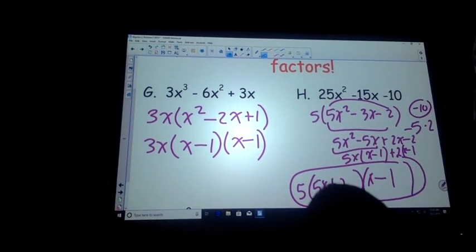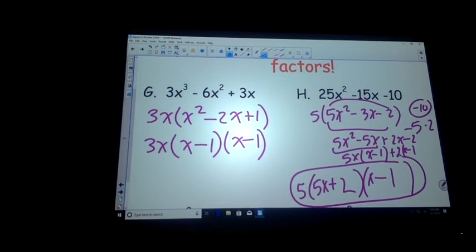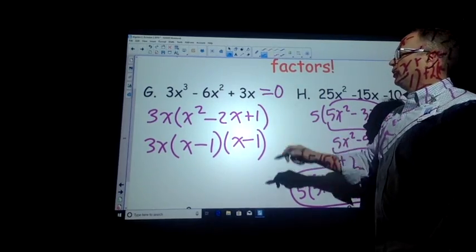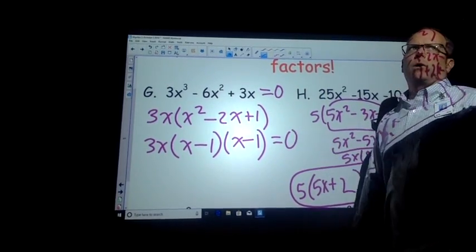Okay? So I have done quite a bit of factoring. The only thing that I have missed out on is what happens if this was equal to 0. You'd set this equal to 0 and solve it.